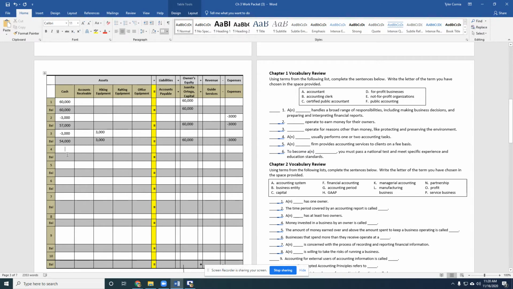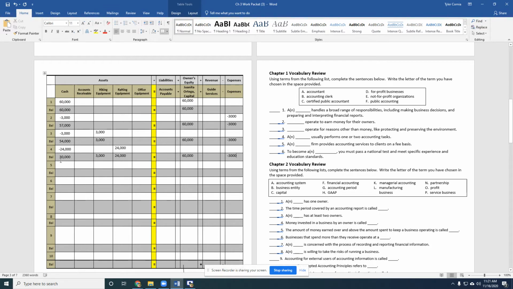Okay, number 4, this is where we purchased. Minus 24,000 purchased rafting equipment. Rafting equipment plus 24,000. Okay, so that stays even still. So now we have $30,000 left in our checking account. We still have $3,000 here. We now have $24,000 here. We still have 60 here. We still have -3 here.